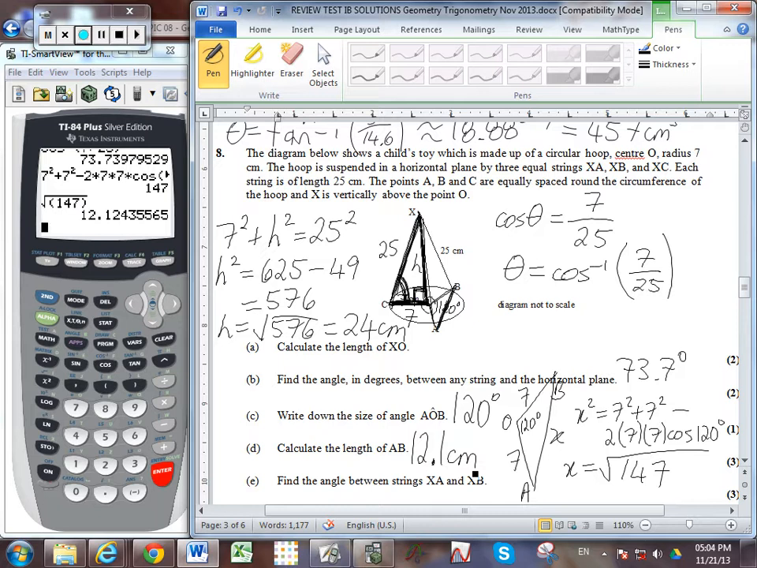And lastly, we need to find the angle between strings XA and XB. Let me just clear up my diagram a bit. Okay, so we're looking for this angle right here. Well, we know that this is a 25 measure, and we just figured out what AB was. We figured out that that length is approximately 12.1. And so we've got then, in this triangle, we've got all three sides.